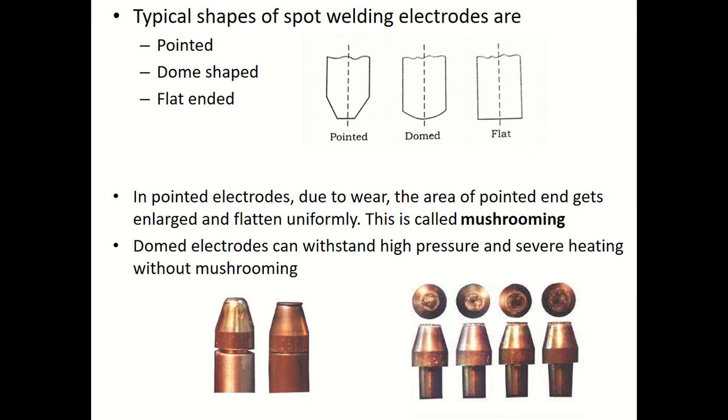Among these, pointed type electrodes are widely used, and in pointed electrodes there is a chance that, due to wear, the area of the pointed end gets enlarged. In order to showcase that effect, I have shown these photos here. This electrode is not only a carrier of electricity, but it also applies force to the workpiece in contact. So continuous usage will cause wear, and due to wear the area of the pointed end gets enlarged and flattened uniformly. You can see that effect. This is called mushrooming. Domed electrodes can withstand high pressure and severe heating without mushrooming, whereas pointed electrodes are comparatively cheaper.